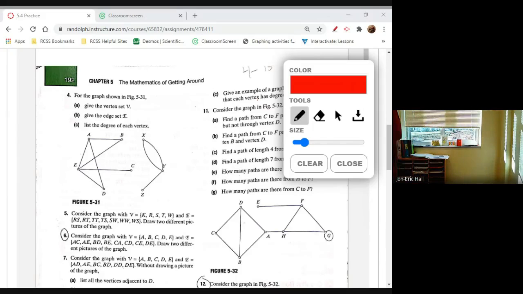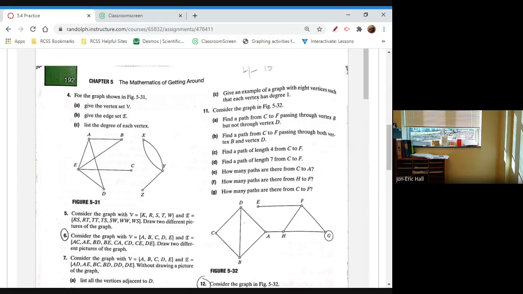All right. So again, looking at the 5.4 practice, we'll look at 4C to begin with. So looking here, you can see for the graph shown in figure 531, this is the one we omitted back in 5.1, anything that had something to do with the degree. This one wants you to list the degree of each vertex. So if I was looking at A, for example, what would the degree of A be?